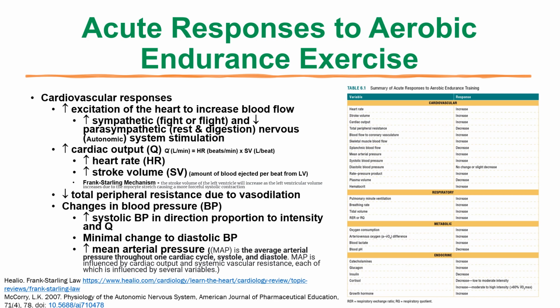You'll also see that aerobic exercise leads to an increase in body temperature. To regulate body heat, the body initiates sweating, which aids in cooling down through evaporation. These acute responses to aerobic endurance exercise are adaptations that occur to meet the increased metabolic demands of working muscles and maintain homeostasis. They support improved cardiovascular function, oxygen transport, and energy production, contributing to enhanced endurance and fitness over time with regular training.